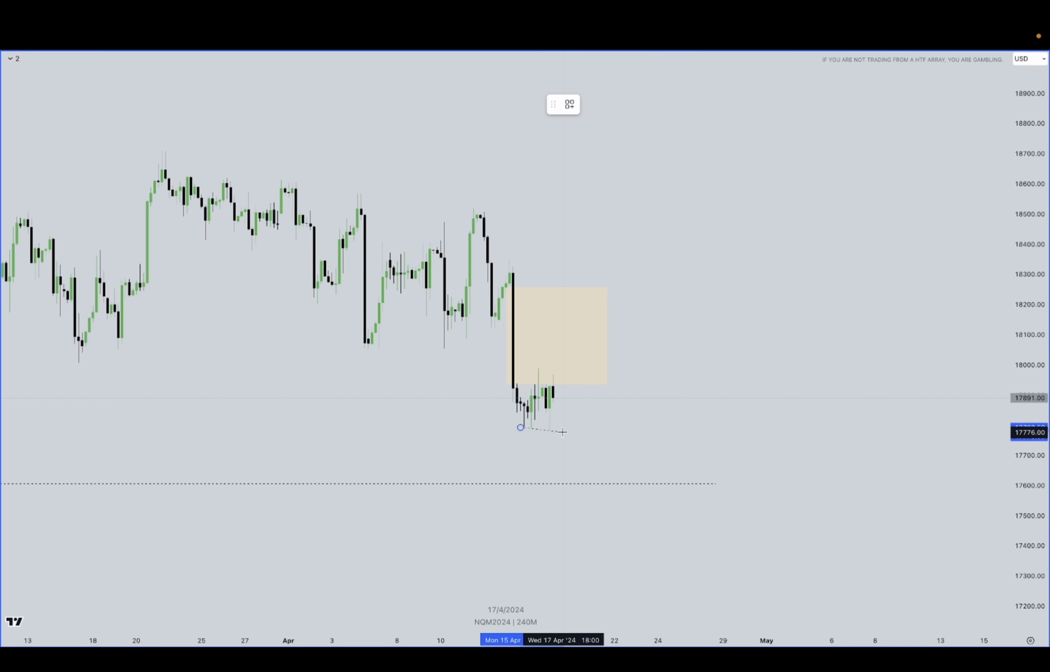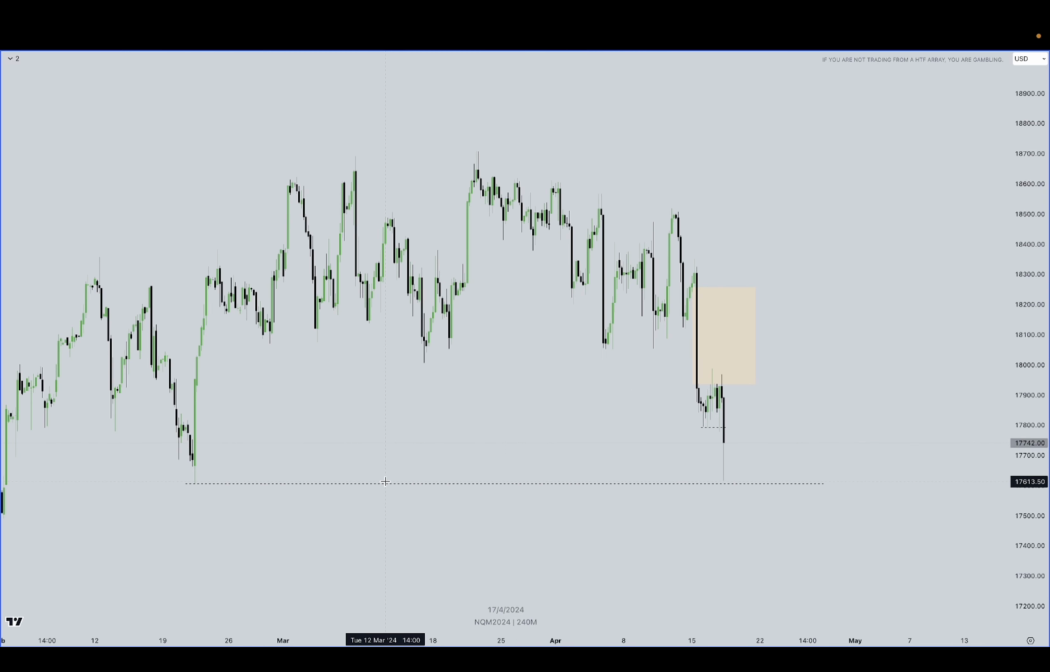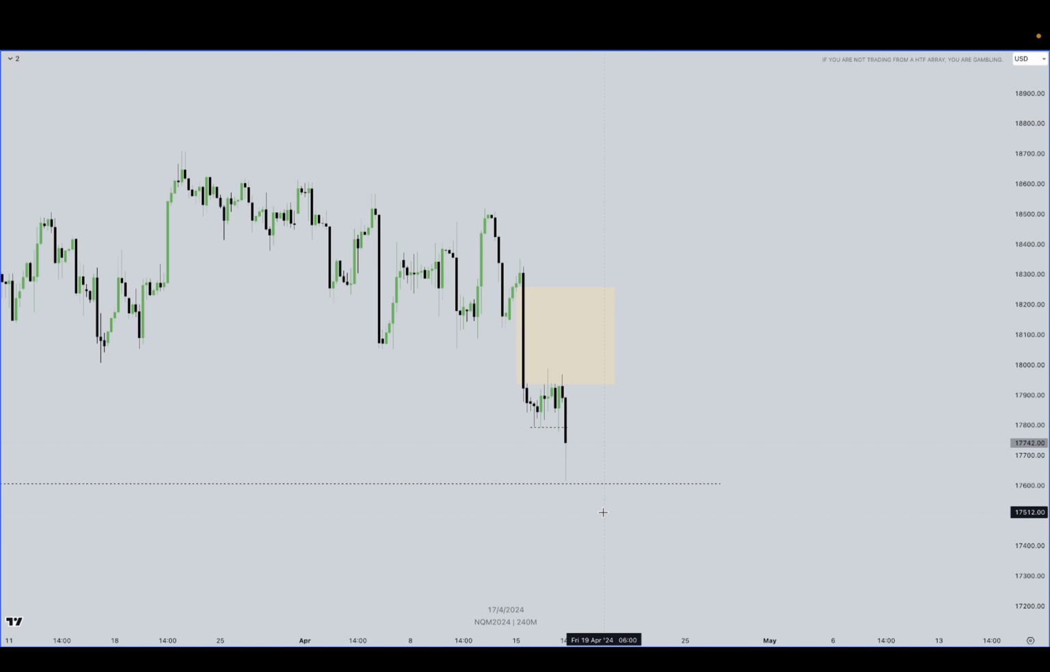Price takes out this low. It fails to displace below it, so now we potentially could see another tap into the fair value gap, and it does. But after that, it trades lower and doesn't take out this low yet, so you can call it a double bottom. But this is just a liquidity pool. So now the draw on liquidity is very clear. It's going lower.